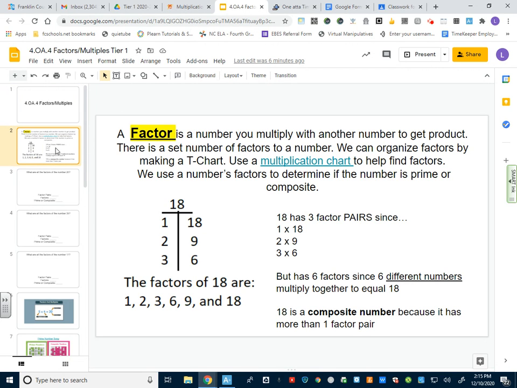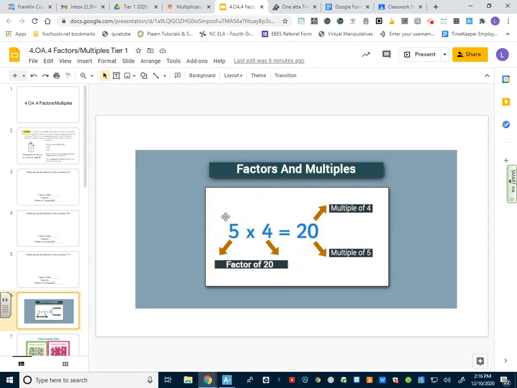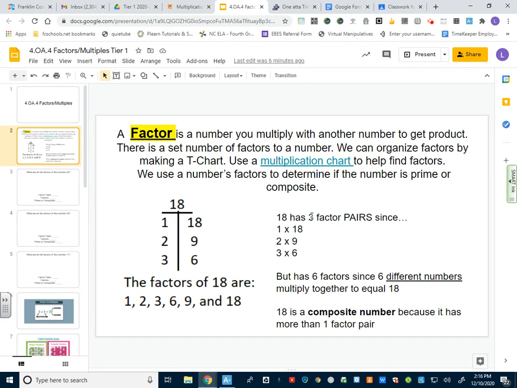So just to recap, what is a factor? Well, a factor is a number that you multiply with another number to get something called a product. If we look here, 2 of the factors of 20 are 5 and 4 because 5 times 4 equals 20. To organize our factors, we always like to make T-charts. We can use a multiplication chart to help us find factors.